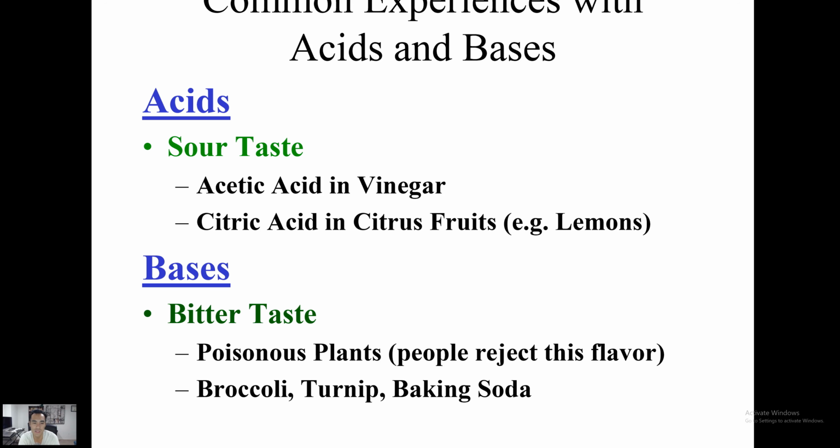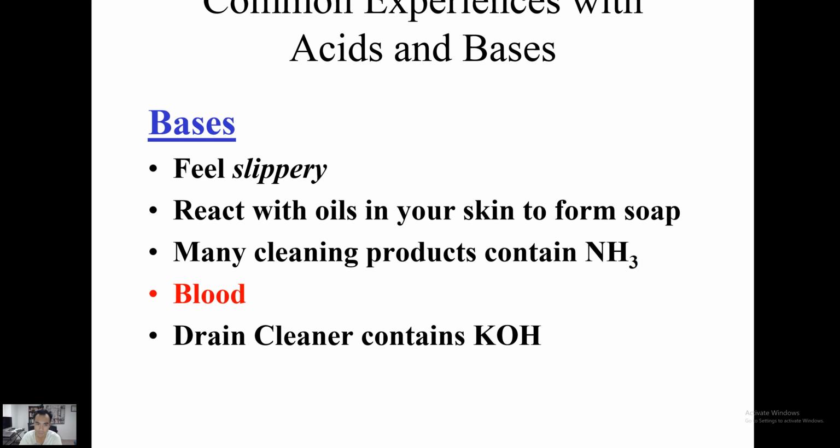So it's kind of interesting to see that plants have this ability to create bases, and that we've evolved the ability to reject bitterness. Broccoli, turnip, and baking soda are classic examples of something that tastes bitter. In fact, if you take a look at a lot of these vegetables, they do have these in there so that people won't eat them or animals won't eat them.